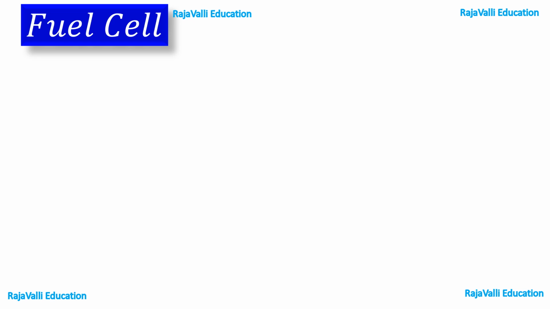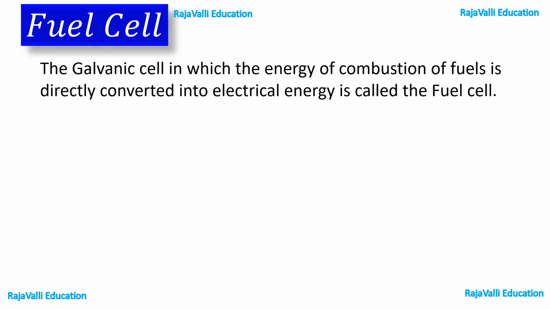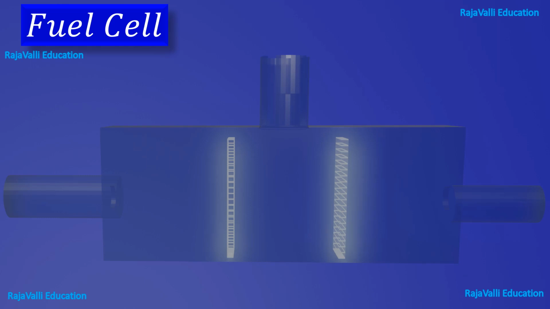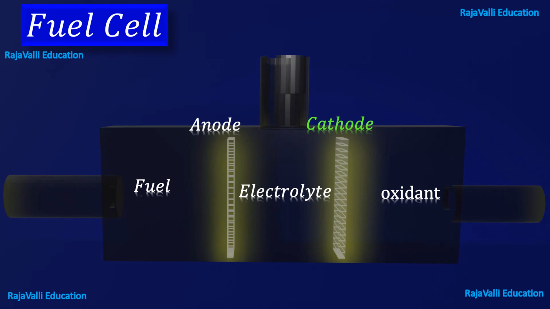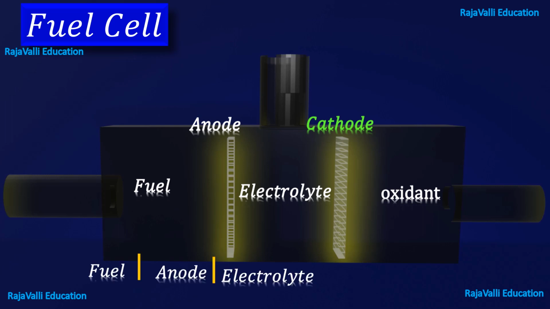In this video, we are going to see a detailed explanation of the fuel cell. First, we see what a fuel cell is. The galvanic cell in which the energy of combustion of fuels is directly converted into electrical energy is called the fuel cell. It consists of 5 compartments. First one is the fuel compartment, second one is the anode, third one is the electrolyte, fourth one is the cathode, and fifth one is the oxidant compartment. So the general representation of the fuel cell is fuel | anode | electrolyte | cathode | oxidant.